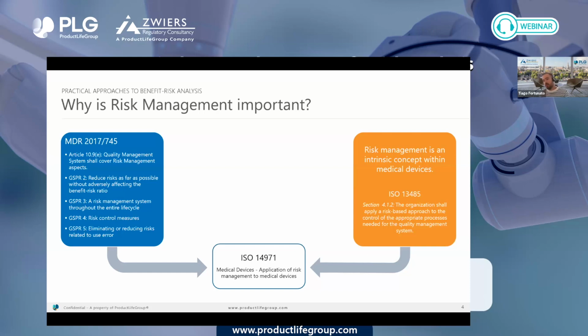And this is also mentioned in ISO 13485, the ISO for quality management systems, as it requires that a risk management approach is applied across all the QMS processes. In practice, what it means is that organizations must follow ISO 14971, the ISO for risk management of medical devices, to develop and implement a risk management system that meets the regulatory requirements.